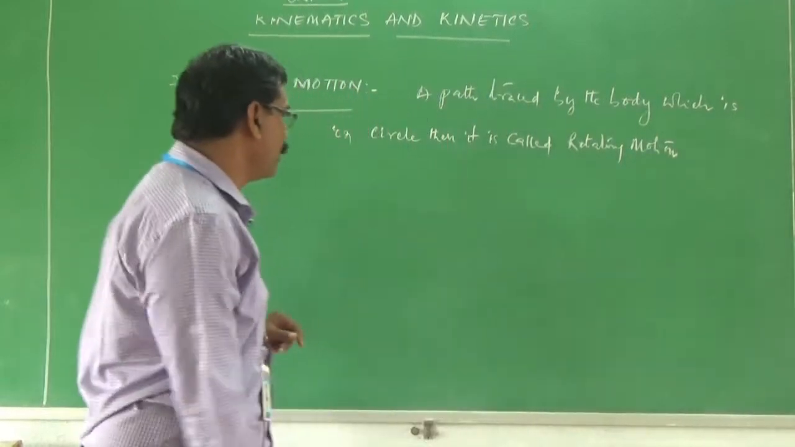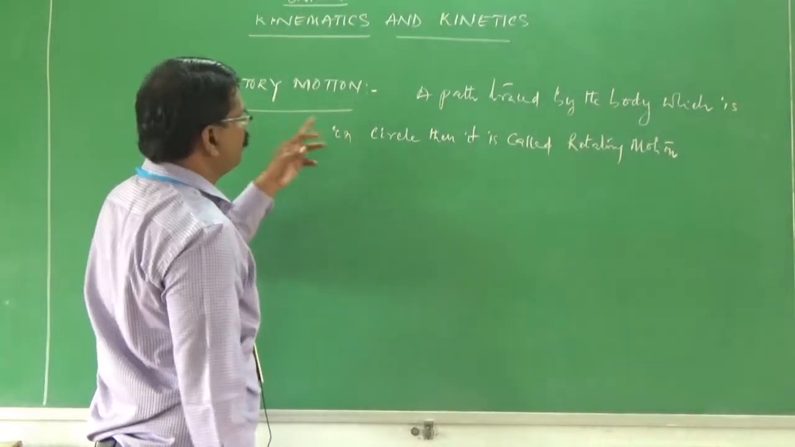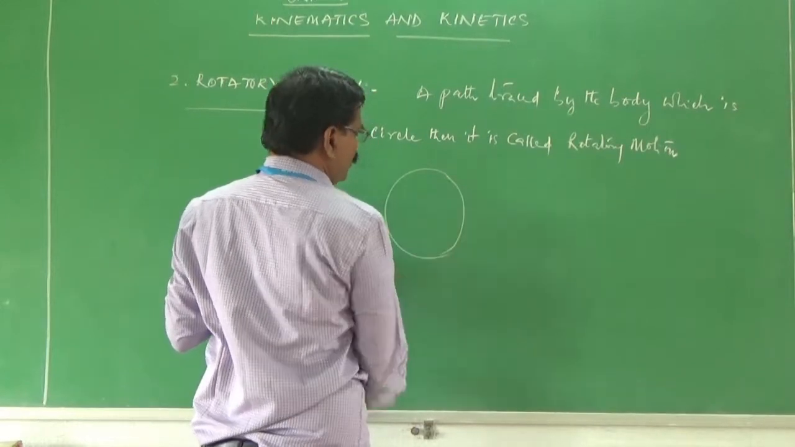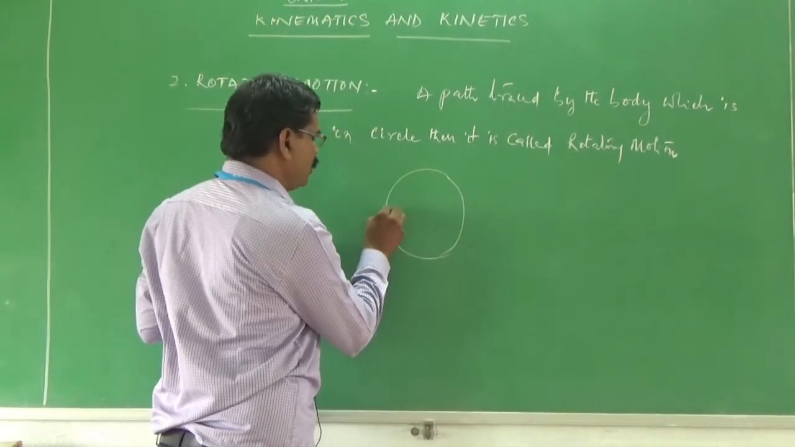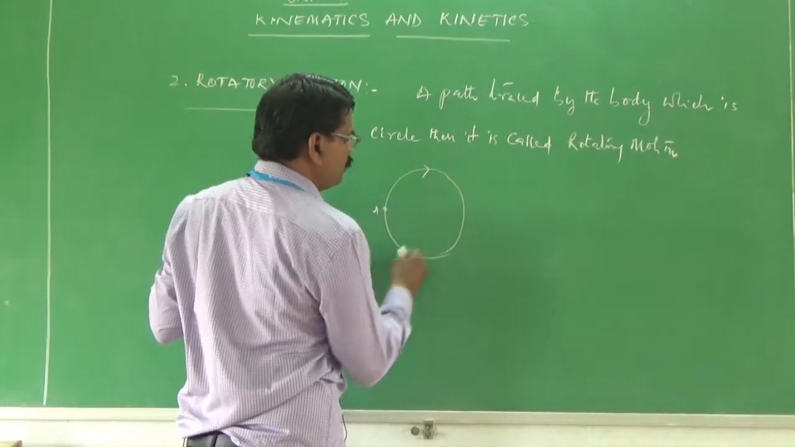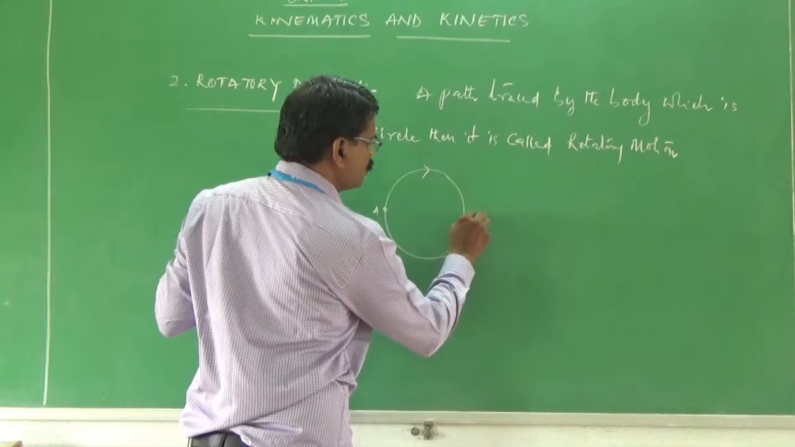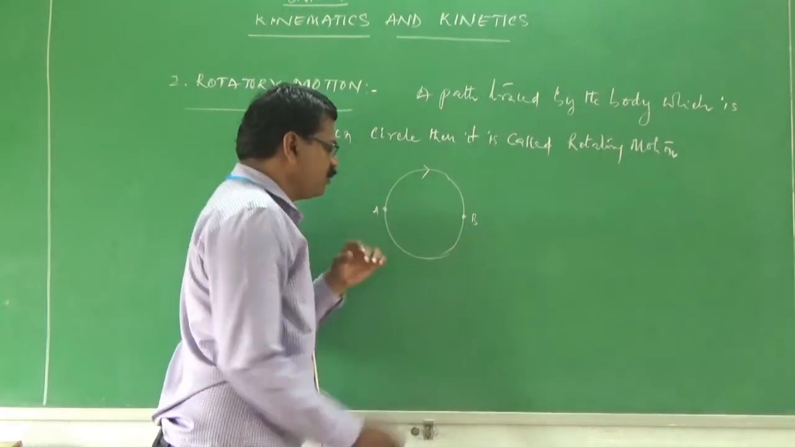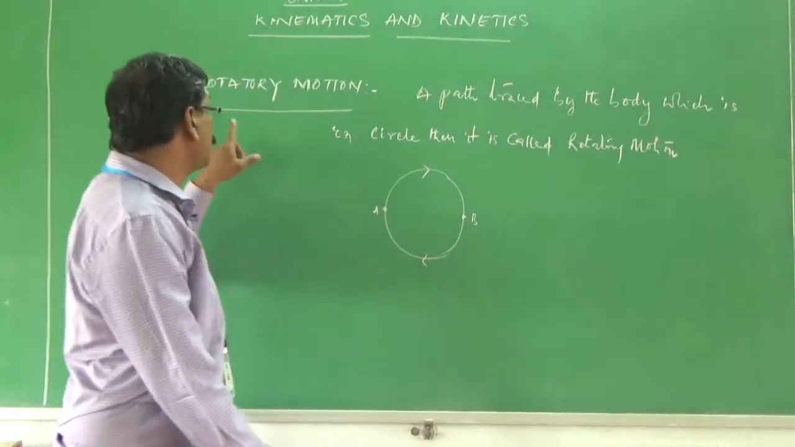I would like to draw the diagram to explain rotatory motion like this. If you take a circular path like this, a body starts at a point A on the circle and moves in the clockwise direction, passing through the point B. We could consider it as rotatory motion.